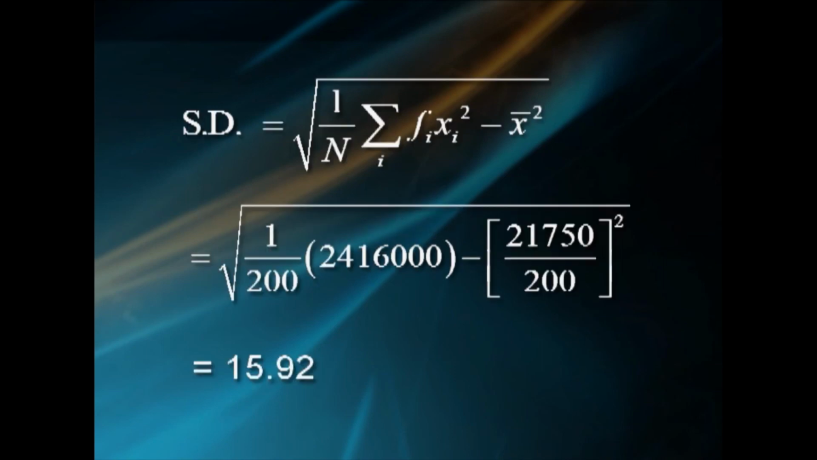Standard deviation equal to square root of 1 by capital N summation over i Fi xi square minus x bar square, that is square root of 1 by 200 into 24,16,000 minus (21,750 divided by 200) square, that is 15.92. Here capital N equal to 200, the maximum frequency class is 110 to 120. This is taken as the modal class.